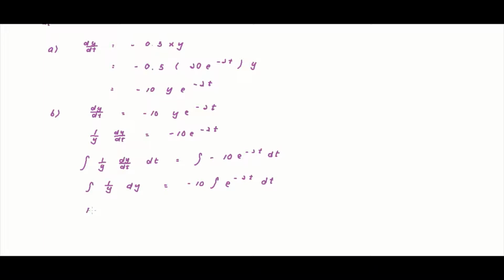So you have ln y equal to negative 10. So this is the part where you can integrate, right? So e power negative 2t, so you get negative 1 over 2 e negative 2t. All right, so ln y equal to, so times you get 5e negative 2t plus c.